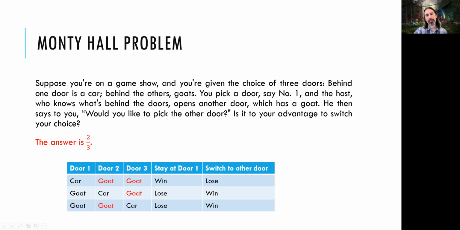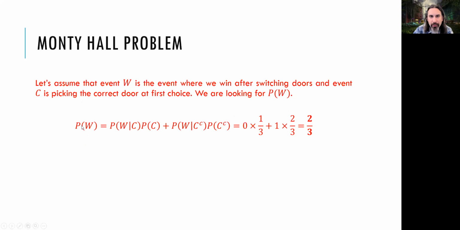What about the notation? How can we write this? Now we have to define 2 events for this one. The first event is picking the correct door at first choice, which is C, correct door at first choice. The second event is winning after switching, the probability we are looking for. We are looking for W, winning after switching, and we're going to condition W on C. As you can see, we have W here, and we are conditioning it on C.